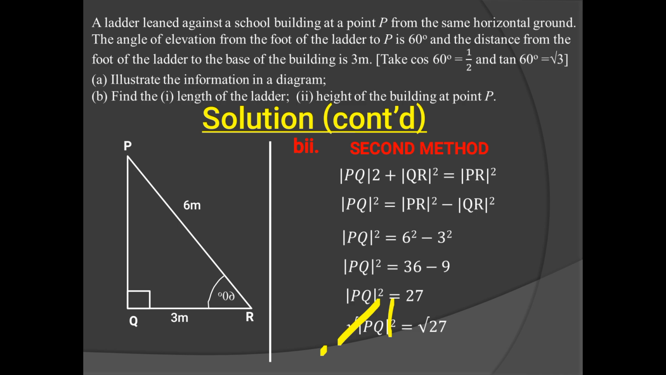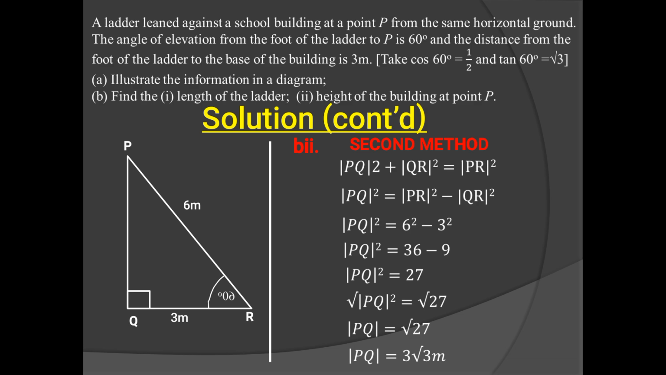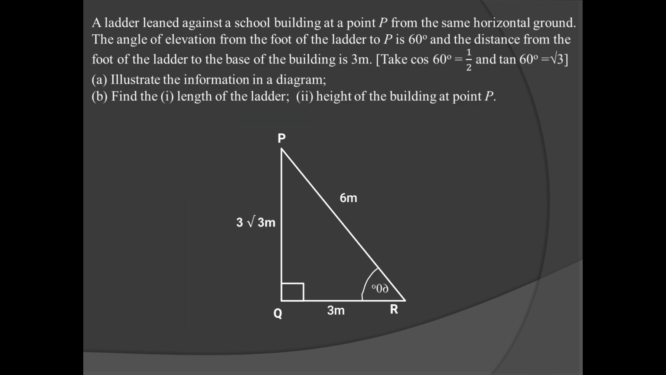But we have to simplify. So the answer is going to be 3 root 3, like we had in the first one. Line PQ equals root of 27, because we've cancelled. But wait a minute. Why is root 27 3 root 3? Let's look at that.